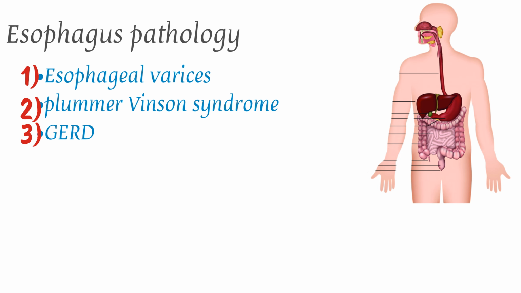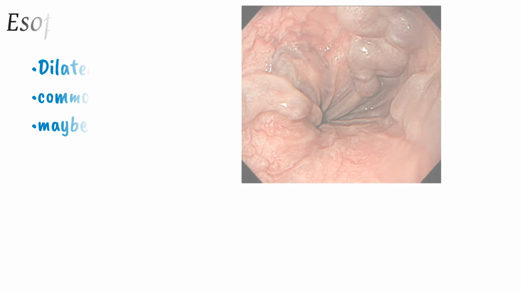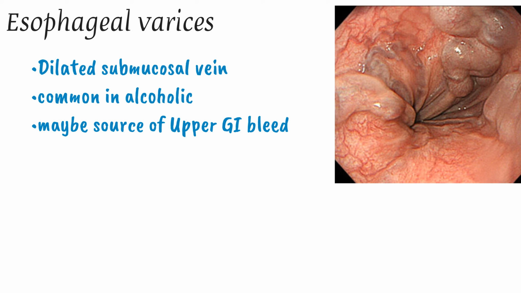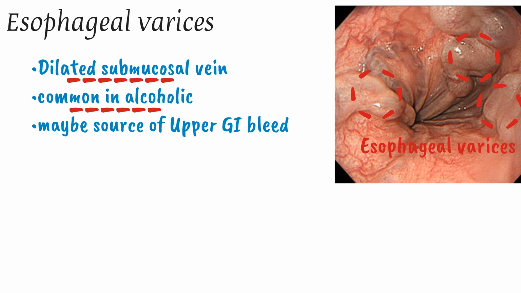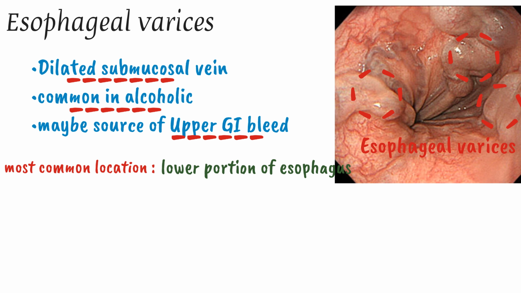Let's begin our discussion with esophageal varices. Esophageal varices are dilated submucosal veins. You guys can see this dilated vein here. It represents the esophageal varices. The esophageal varices is common in alcoholics and may be a source of upper GI bleed. The most common location of esophageal varices is the lower portion of the esophagus, and it is produced secondary to portal hypertension.